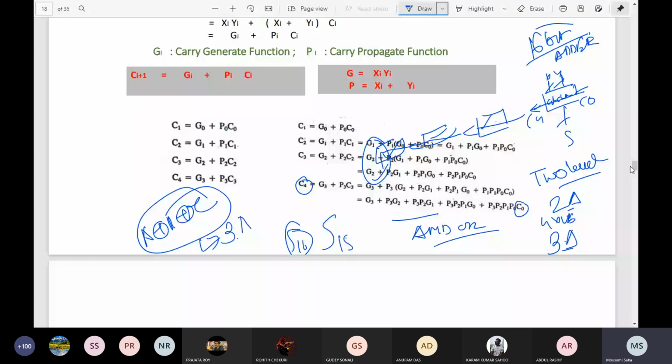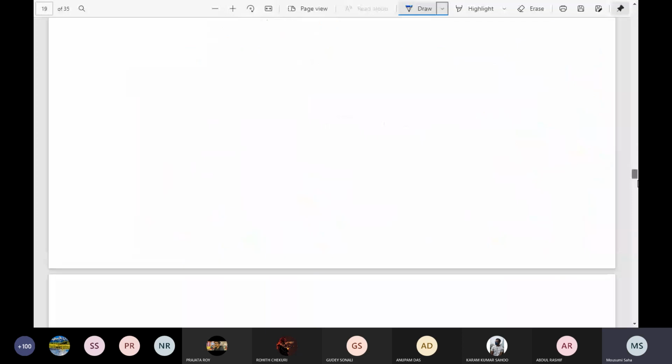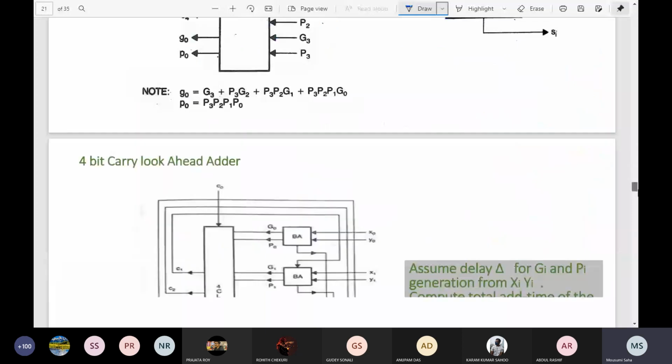Okay, I have given this assignment or not. I will check that first. What type of assignment I have given? That design the circuit.